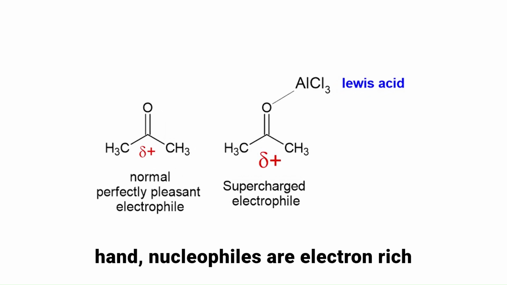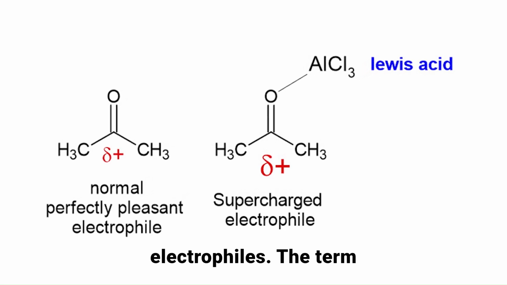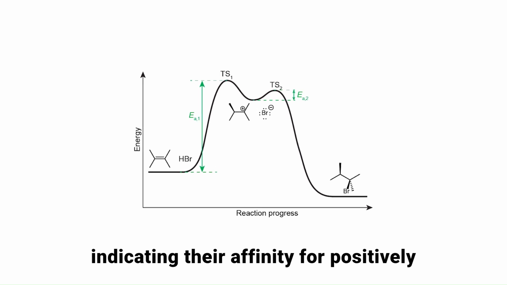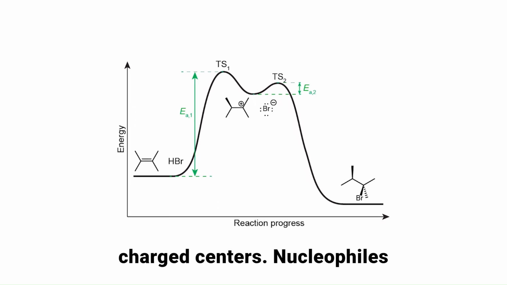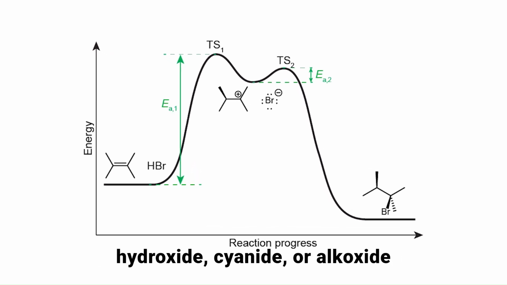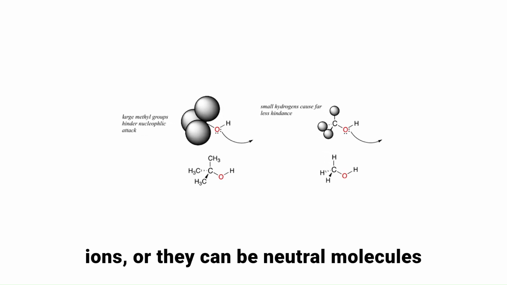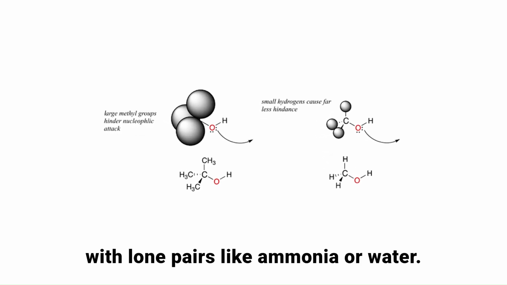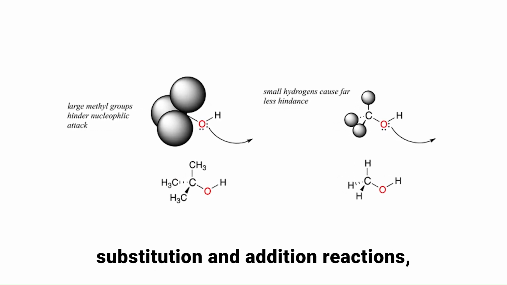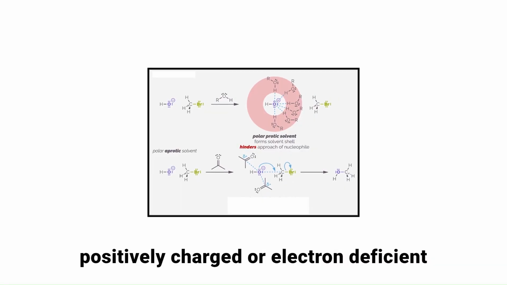On the other hand, nucleophiles are electron-rich species that donate electrons to electrophiles. The term nucleophile means nucleus-loving, indicating their affinity for positively charged centers. Nucleophiles can be negatively charged ions, such as hydroxide, cyanide, or alkoxide ions, or they can be neutral molecules with lone pairs, like ammonia or water. Nucleophilic behavior is observed in substitution and addition reactions, where these species actively seek positively charged or electron-deficient centers to form new bonds.